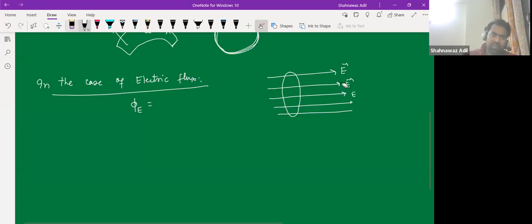So for this case, what is the electric flux? The number of electric field lines passing through this area is 1, 2, 3, 4, 5. So the electric flux is 5, right? And this was represented by this simple thing, that was EA or E dot A, which was EA cos theta. So this theta was the angle between the area vector and the electric field.